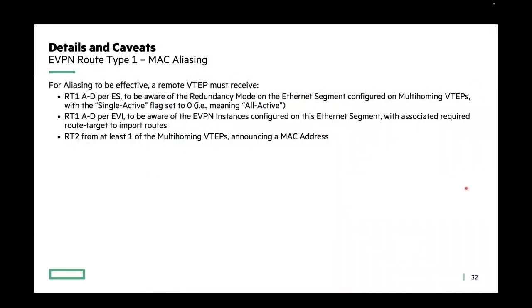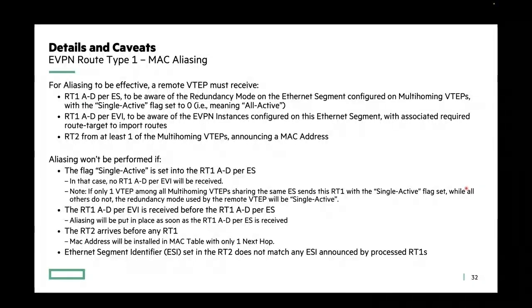Okay, so for MAC aliasing to be effective, a remote VTEP must first receive an RT1 AD per ES, and per VTEP, to be aware of the Ethernet segment which has been created, as well as the redundancy mode currently in use. It also has to receive an RT1 AD per EVI and per VTEP to be aware of the EVPN instances which are associated to the Ethernet segment. And obviously, as you just explained, if there is no RT2, there is no destination group, and so there is no aliasing. So the third point is to receive an RT2 from at least one multihoming VTEP advertising a MAC address.